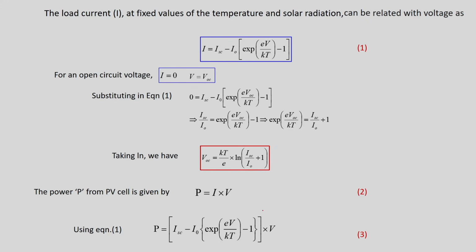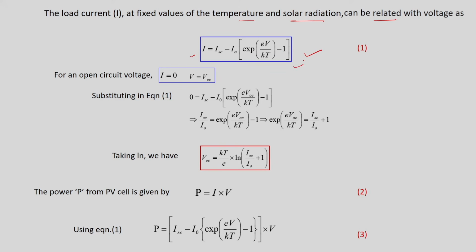In order to calculate P max, that is the maximum power which can be provided by a cell, we need to calculate what is Im and what is Vm. Let us see how this can be calculated. This load current at fixed values of temperature and solar radiation can be related to voltage. So, this I is related to voltage with this expression which is already defined. So, I is equal to ISC minus I naught exponential of EV by KT minus 1.